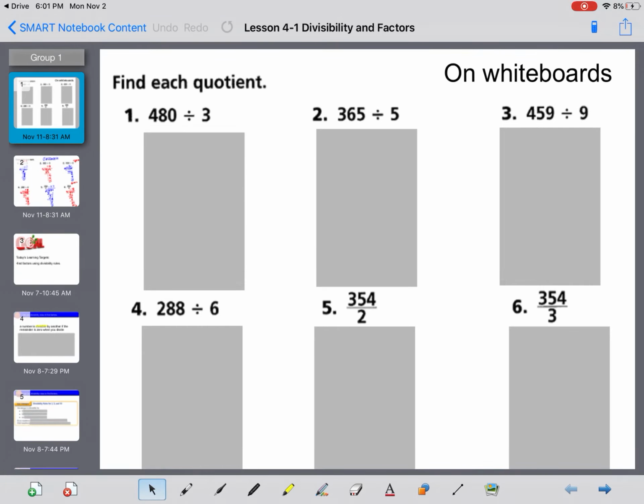This is lesson 4-1 from the Algebra Readiness textbook. For today's lesson, you'll want your chapter 4 notes and a sharpened pencil. Pause the video and try these 6 problems. Come on back to compare your answers to mine.